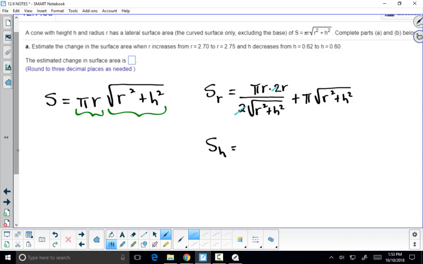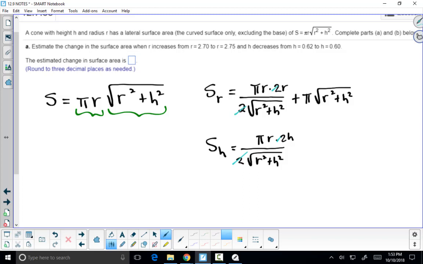Yes. Okay, so the partial with respect to h, we are going to have just a regular partial of the square root thing. We're going to have a pi r in the numerator. We're going to have a 2 times the square root in the denominator. And then also in the numerator, we have to have a 2h. So again, we'll get the 2's to cancel. So that will be our partial with respect to h.